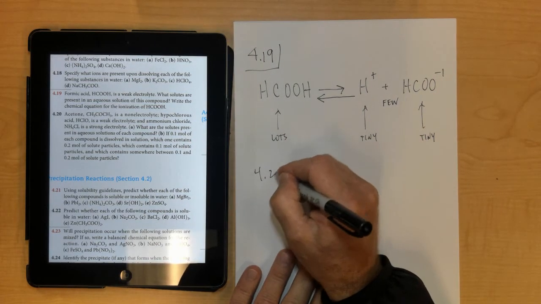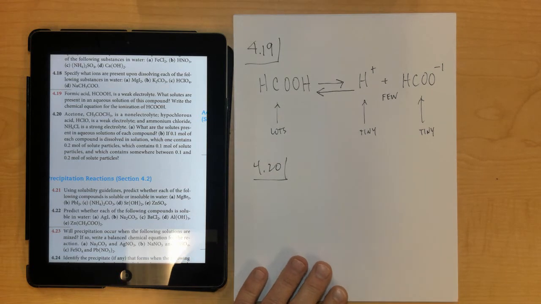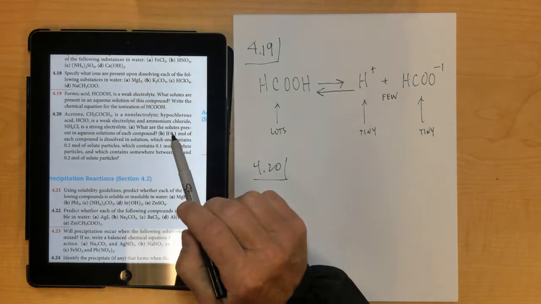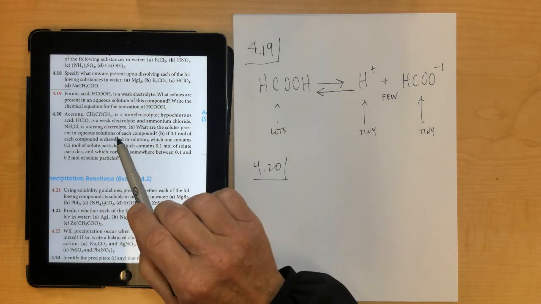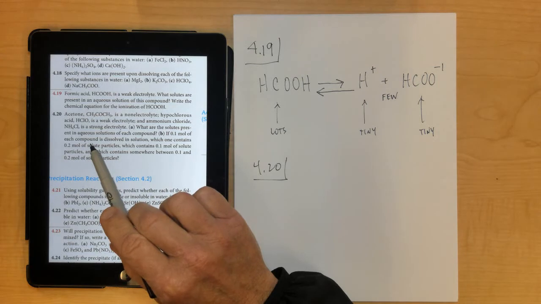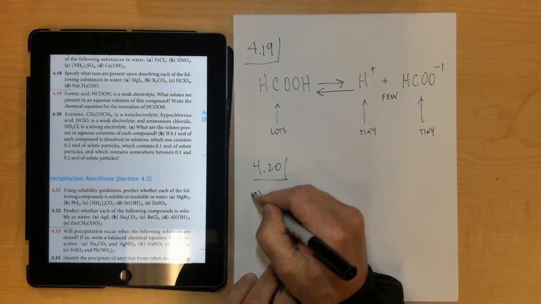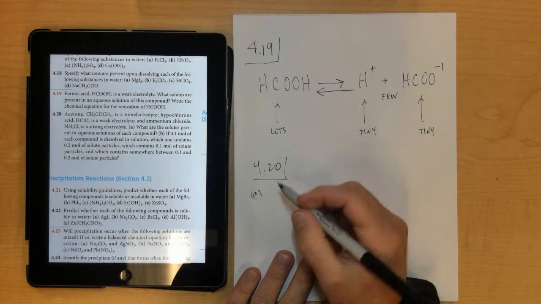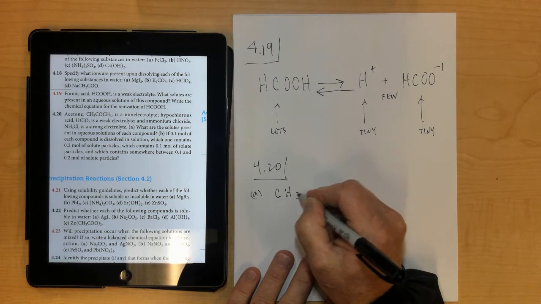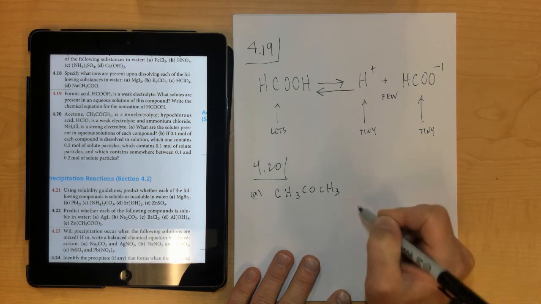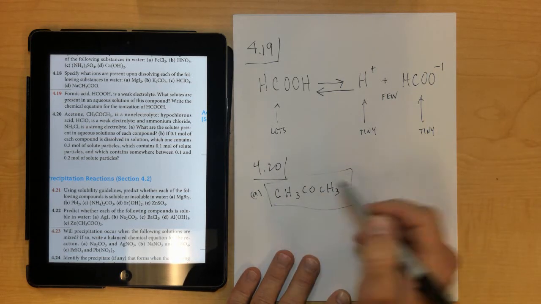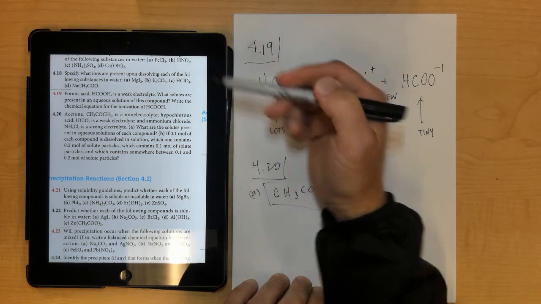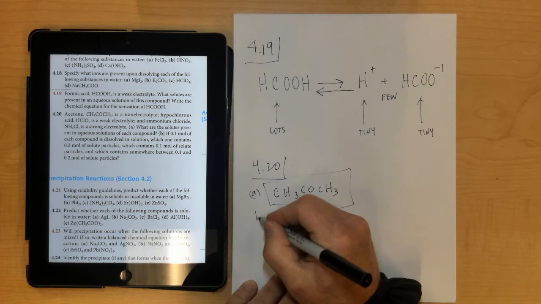This is 4.20. Acetone is a non-electrolyte. Hypochlorous acid is a weak electrolyte, and ammonium chloride is a strong electrolyte. What are the solutes present in aqueous solutions of each compound? The non-electrolyte first, CH3COCH3, would just exist as this. Nothing would happen. It wouldn't break up or form any ions.